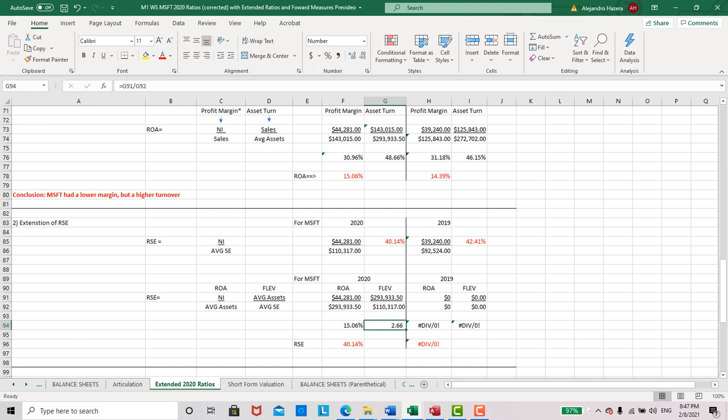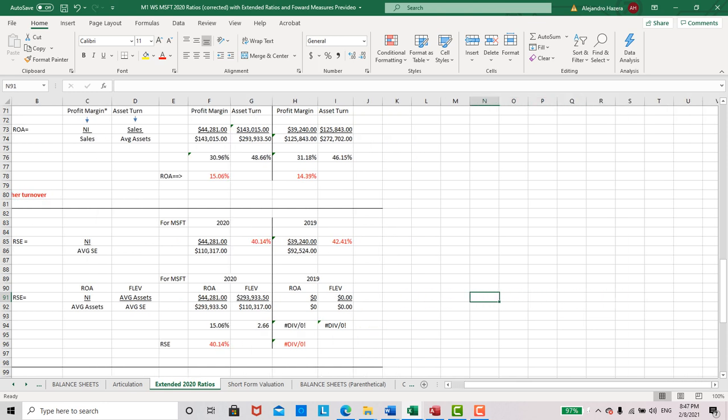So in this case, you've got a lot of debt there that's driving the rather large difference between your 15% return on assets and your 40% return on shareholders' equity. And that tells you something. That's not a fatal sign or anything, but these are things that can pick up red flags.